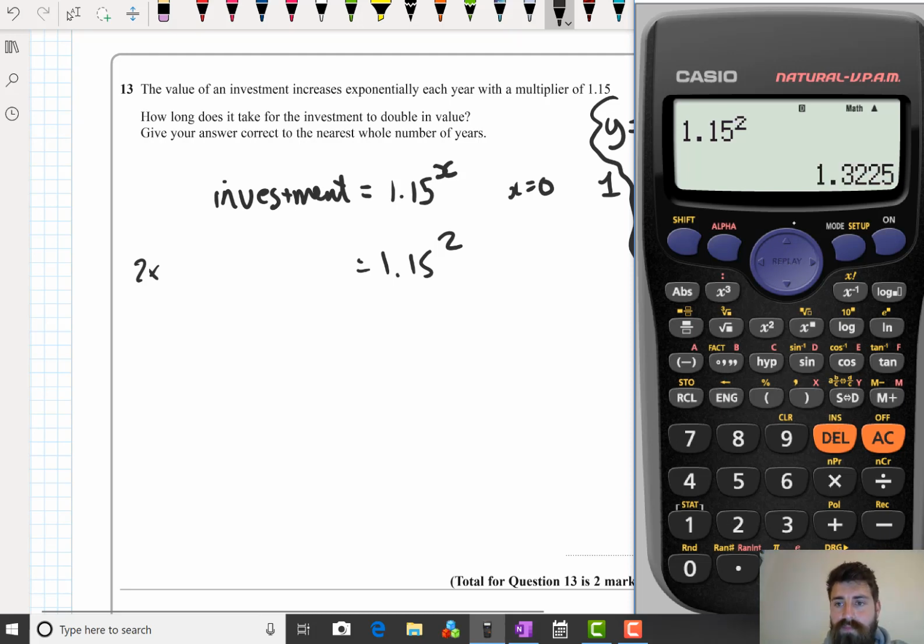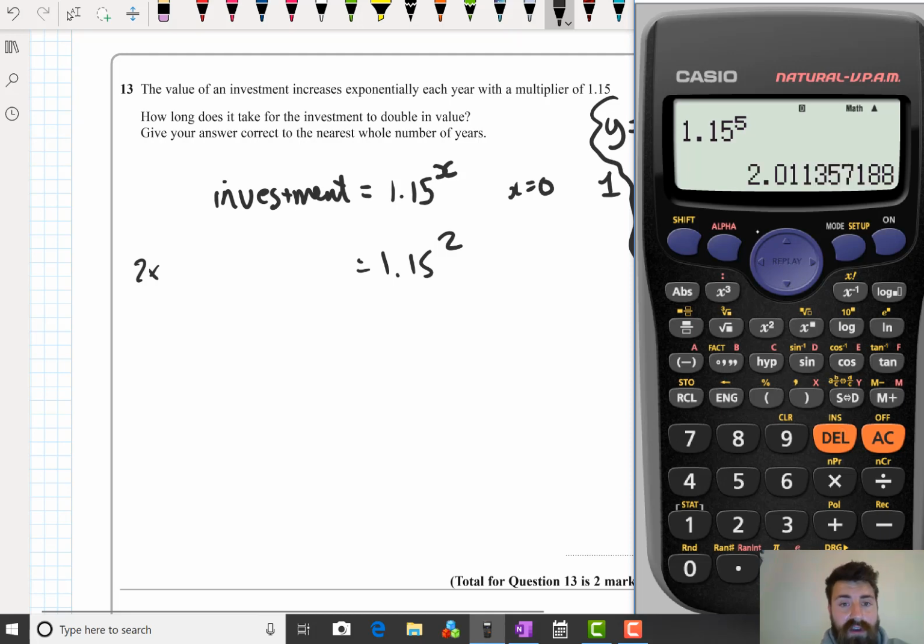1.3225, not quite. Let's try 3. 1.5, not quite. It's climbing. 4. 1.74, no, not enough. After 5 years. Oh, okay, after 5 years, it's finally just over doubled.